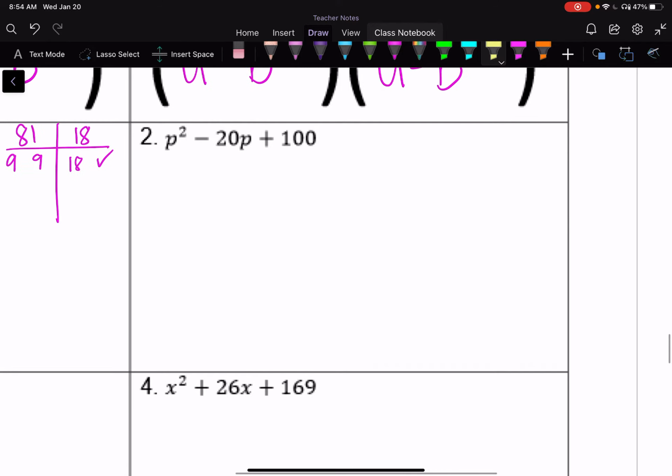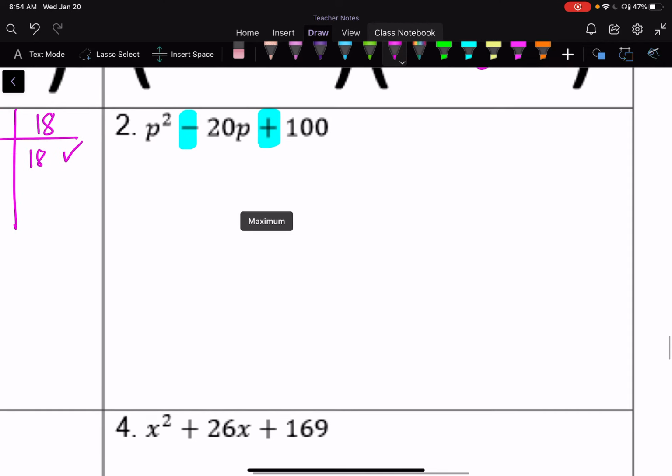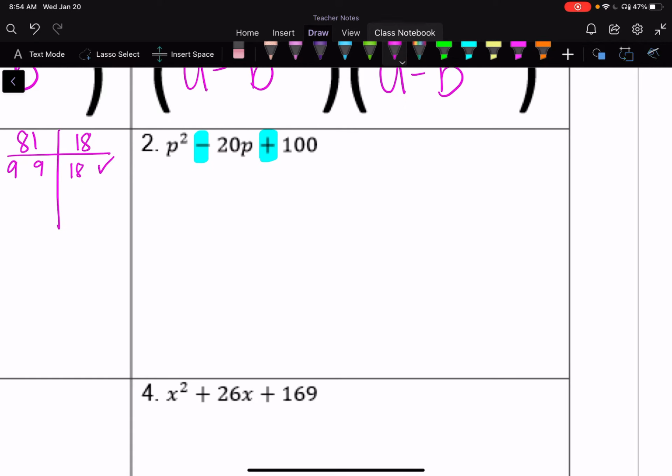Moving on to number 2. You'll notice that this is not the same. We have one negative and one positive. So this is going to be the negative version of a perfect square trinomial. So instead of doing it the long way like number 1, for number 2, we're going to check to verify that my A term and my C term are both perfect squares. So p squared breaks down to p when I take the square root, and 100 breaks down to 10 when I take the square root.